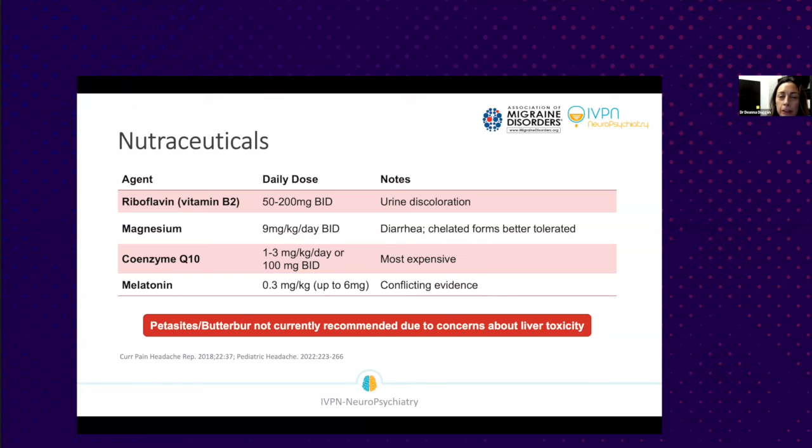Melatonin, there's a little bit of conflicting evidence as far as how effective it is at managing chronic migraine. However, it may be helpful for kids that have difficulty falling asleep, especially on school nights.